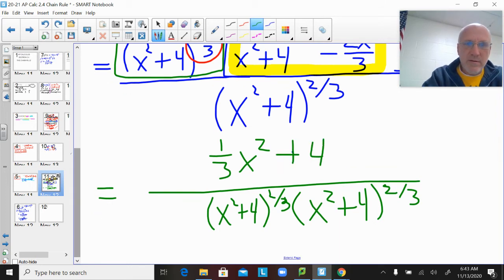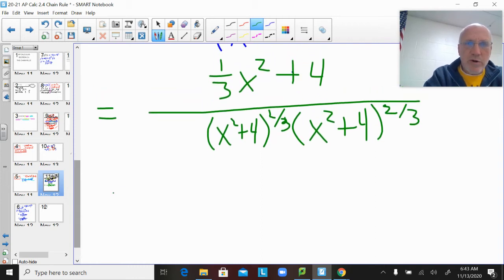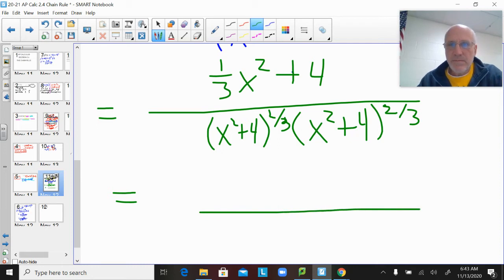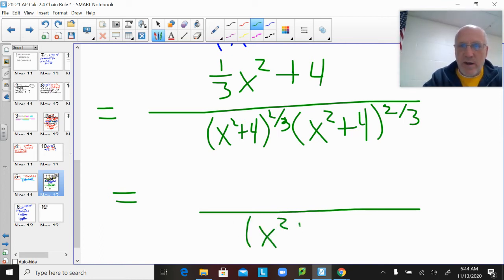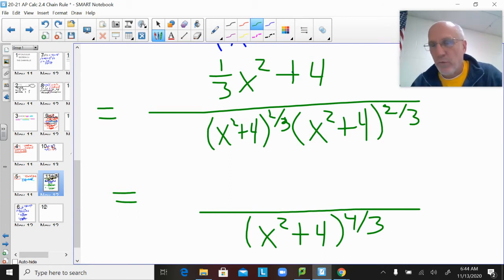All right. Let's keep going. We already said that on the bottom of this thing, I have x squared plus 4 to the 2/3 times x squared plus 4 to the 2/3. I can add exponents, which is x squared plus 4 to the 4/3. Now, as far as the top, it says 1/3 x squared plus 4.